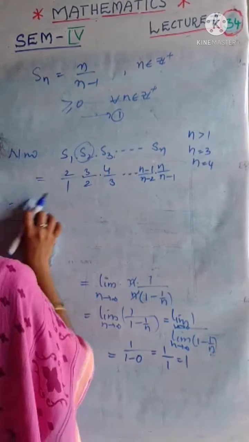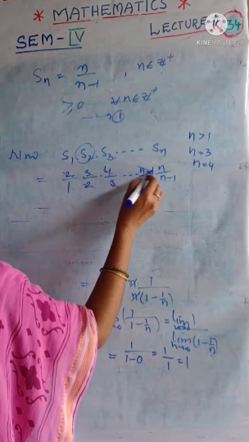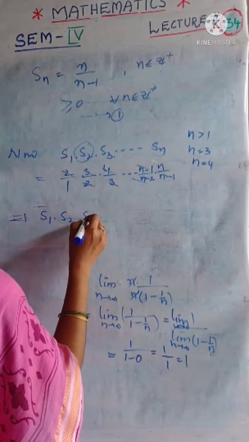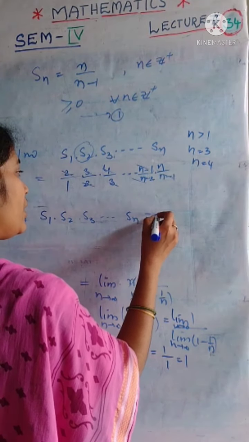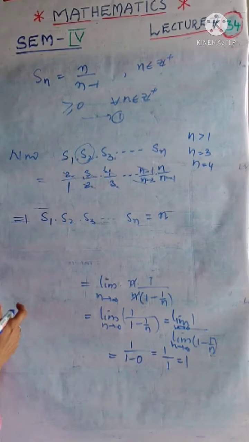On observation, we can cancel all these terms. Then the value of S1 dot S2 dot S3 and so on up to Sn is simply n. That's why we are considering Sn as n by n minus 1.